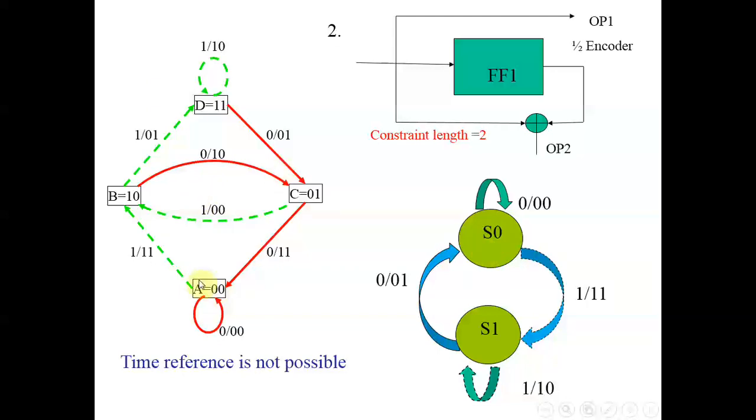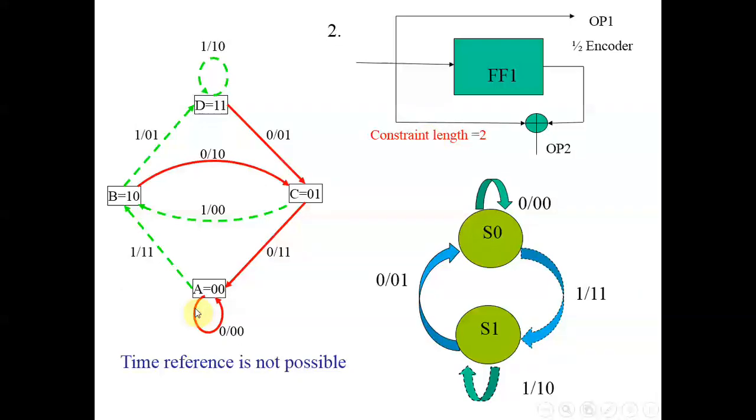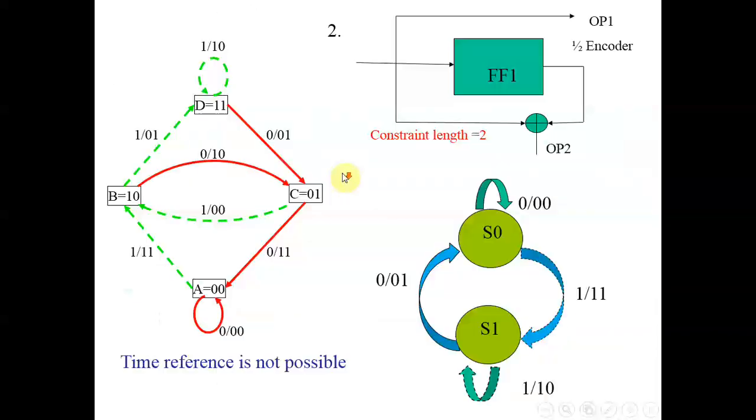So let's verify the first state A. State A indicated by 0 0. So whenever you are in 0 0, you receive input 0, your next state is 0 0, your output is 0 0. This is indicated by this arrow. Whenever you are in 0 0, you receive 0, your output is 0 0, and you remain in the same state. So it's just self loop. And whenever you are in the state 0 0, you receive input 1, your next state is 1 0, your output is 1 1. So whenever you are in state 0 0, you receive 1, your output is 1, and your next state is 1 0.